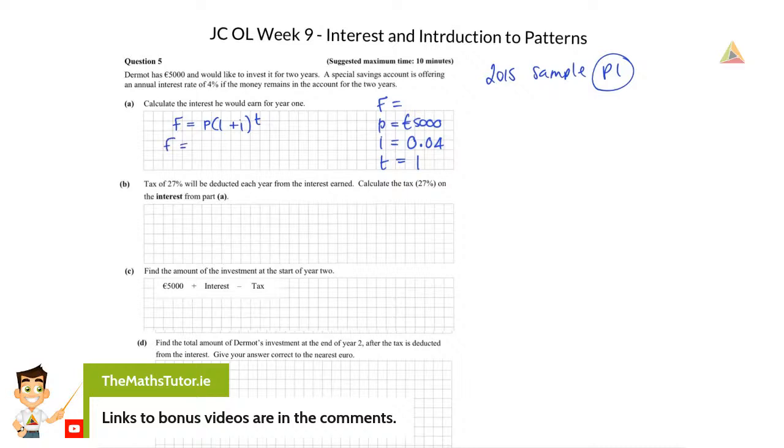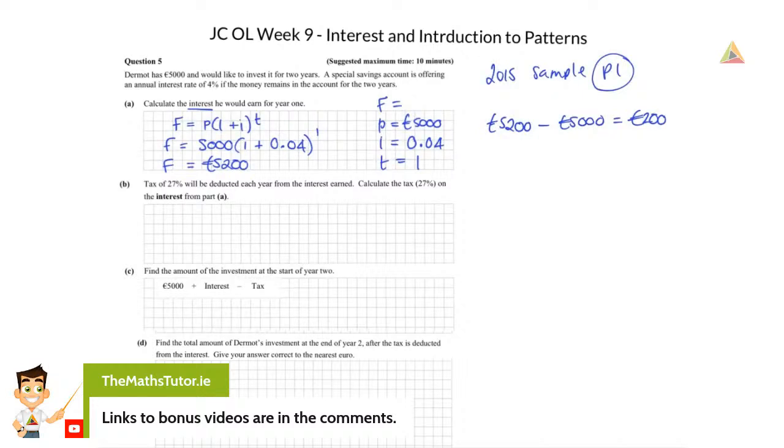So we're literally just plugging it into the formula. F is equal to the principal, 5,000, times 1 plus the interest, 0.04, to the power of T, which is 1. You literally just plug that into the calculator and you get 5,200 euro. Now, you were asked to calculate the interest that he would earn for year 1. So the interest he made is going to be the final amount minus the principal. So 5,200 minus 5,000, and that's 200 euro interest for part 1.